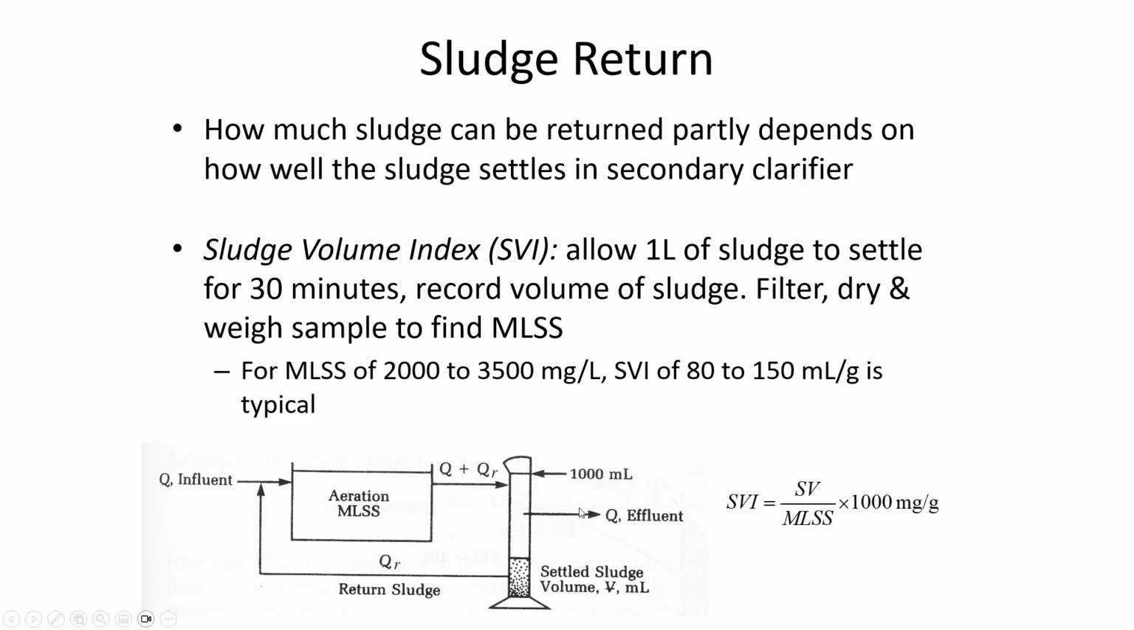So this is just a visual representation of what it looks like when you take some of the liquid and allow it to settle for a certain amount of time. You find the settled sludge volume, how much of it is supernatant, and the sludge volume divided by the mixed liquor volatile suspended solids is how you calculate the sludge volume index.